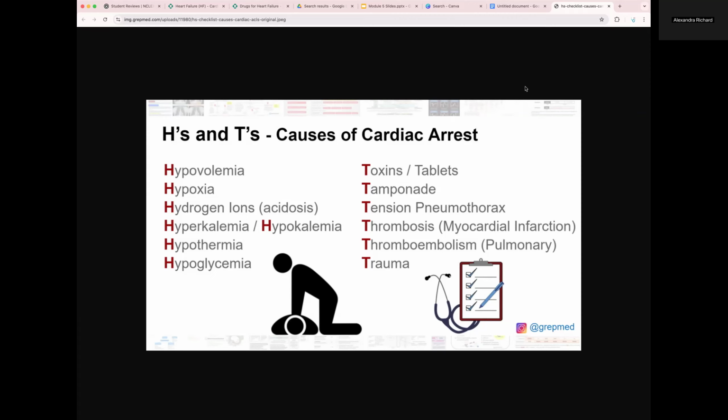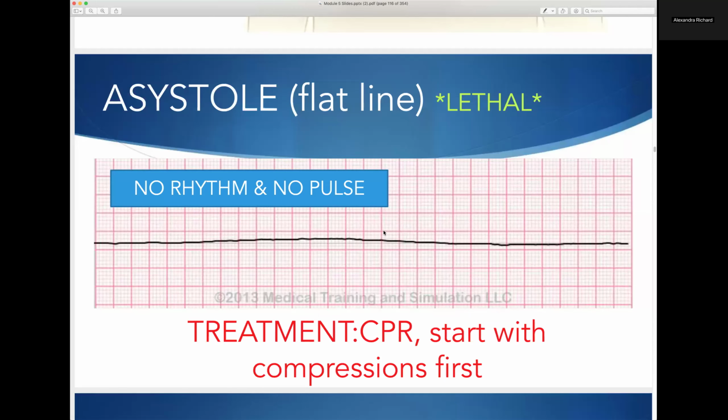All right, so let's go back. So asystole, this patient has no pulse. So we do CPR, okay? The treatment for asystole is CPR, and you always start with compressions first.